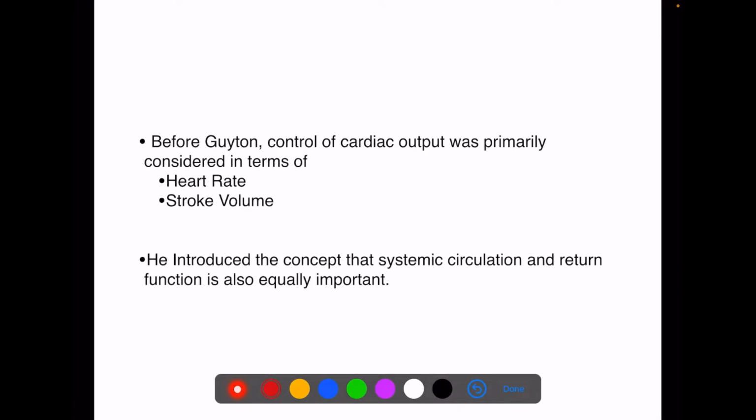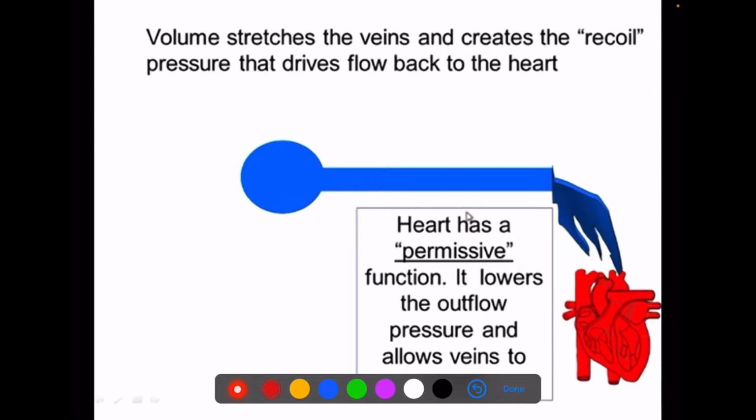Before the Guytonian concept, the control of cardiac output was primarily considered by two terms, that is the heart rate and stroke volume. This is entirely based on Starling's principles. However, he introduced the concept that the systemic circulation and the return function of the heart are also equally important. Now, what we can see here is the volume that is distending the veins and creates a recoil pressure that drives the flow back to the heart.